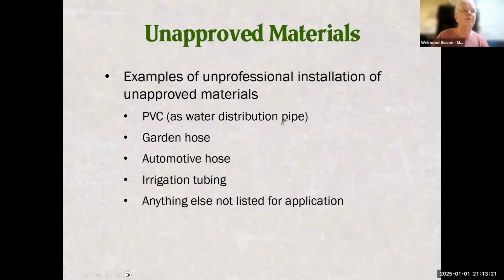So there are lots of unapproved materials that you may run across. We've run across it all. It's amazing seeing garden hose used as a pipe to run water from a house to a detached garage that had been turned into an apartment. Can't do that. It's not meant for potable water.